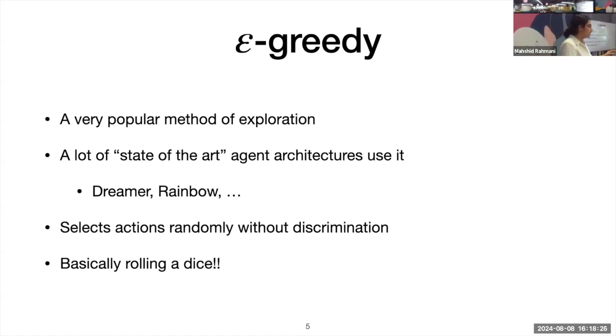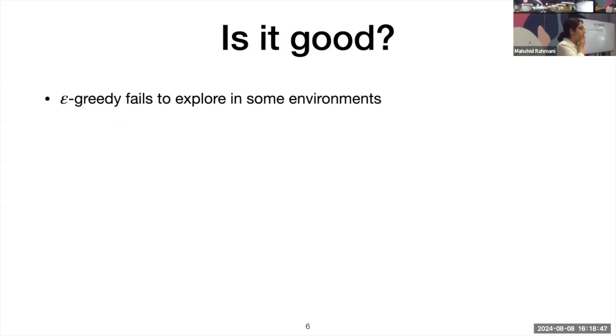And it selects actions without any discrimination. So we're basically rolling a dice. I will roll a dice to see if I want to explore or exploit right now. And if it lands on exploration, I will roll another dice to pick the action that I want. And I think maybe we can do better than rolling a dice. So, is epsilon really good? There are some environments where epsilon can fail, basically.